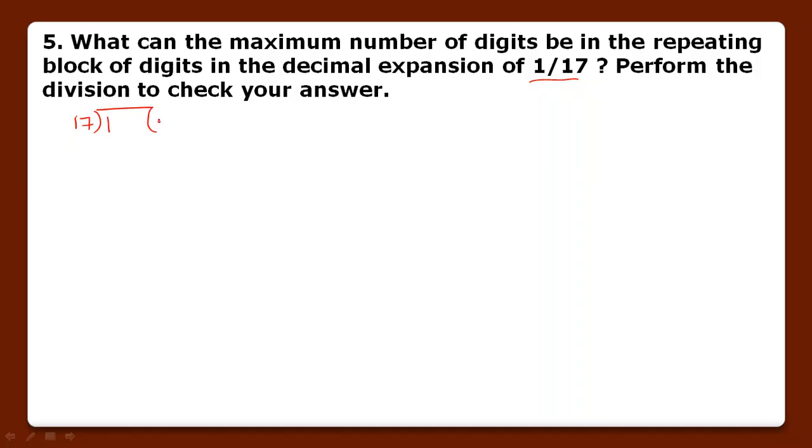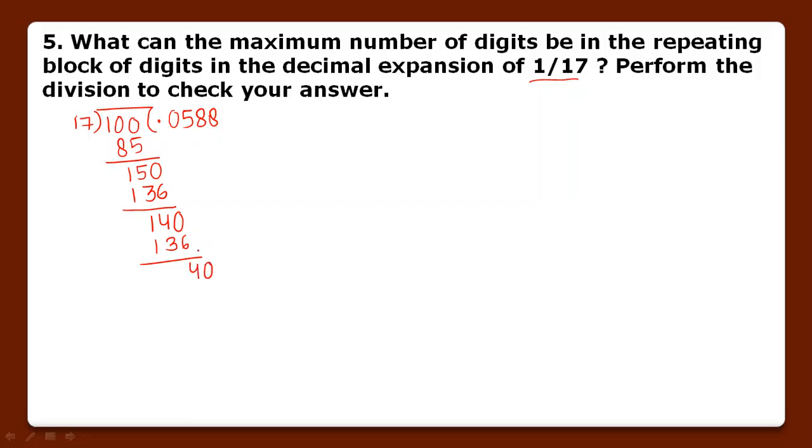We have to take 1, put a point here, and a 0. Still 10 is smaller than 17, so we need one more 0. For the extra 0, we also write 0 in the answer. Now 17 5s are 85. We get the remainder 15. Again we take a 0 and 17 8s are 136. We get the remainder 14. Again we put a 0 and again 17 8s are 136. We'll get 4 as a remainder.